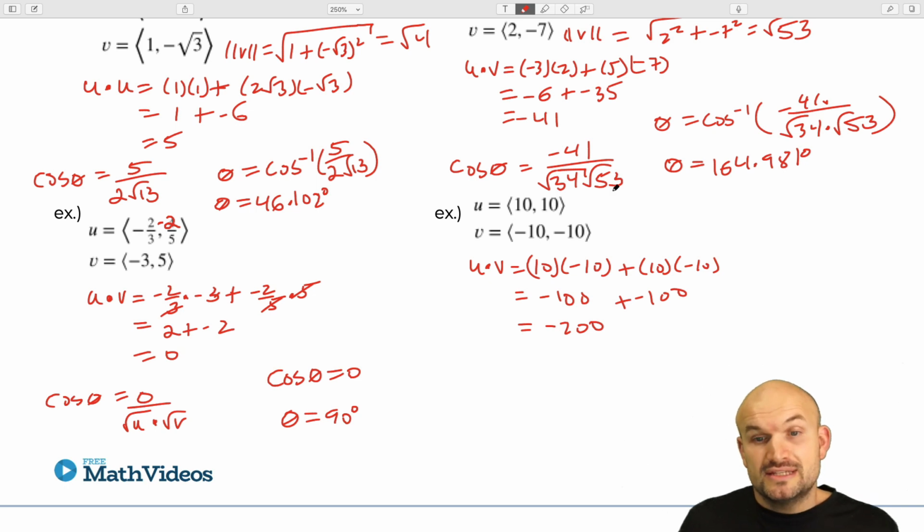All right, so now let's look at the magnitude. It's going to be rather simple, pretty easy to compute anyway, because we just know it's the square root of 10 squared plus 10 squared, right?